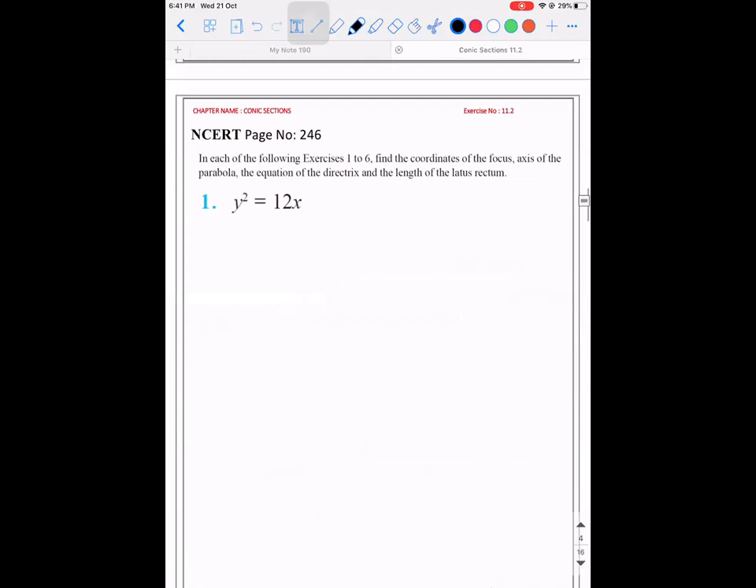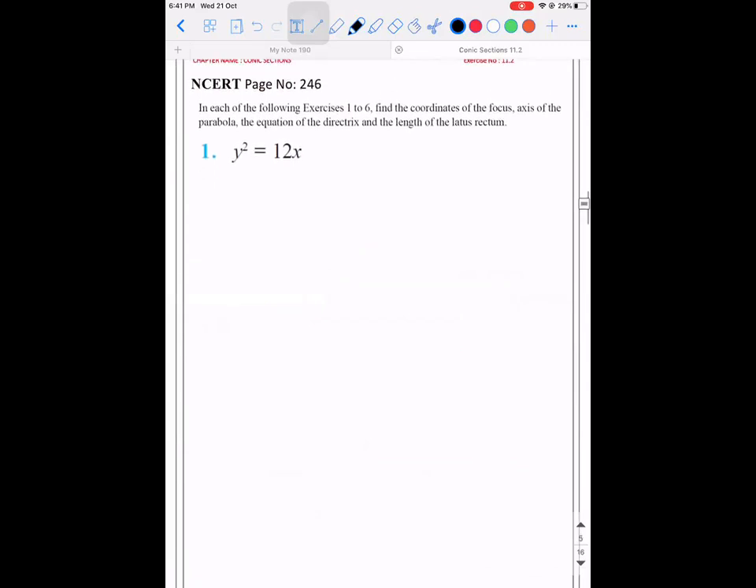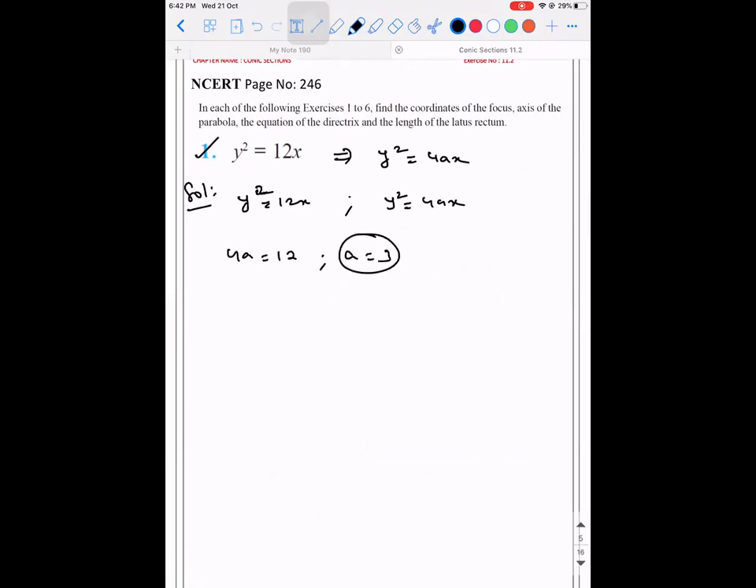So going to the next problem. In each of the following exercises 1 to 6, find the coordinates of the focus, axis of the parabola, equation of the directrix, and length of the latus rectum. Solution. So comparing with y square is equal to 4ax, 4a will be 12, so a will be 3.